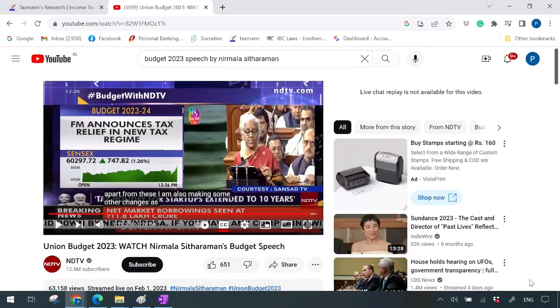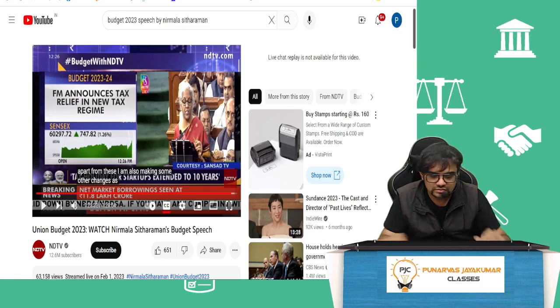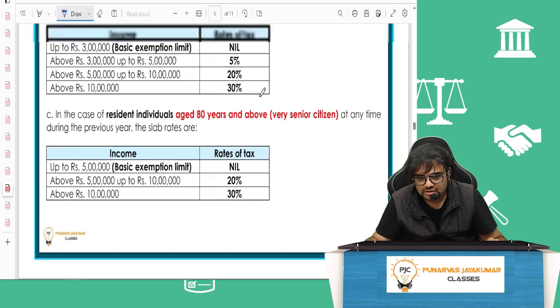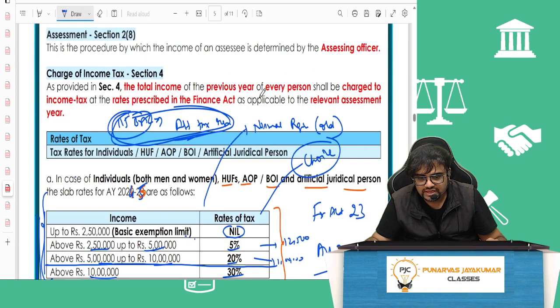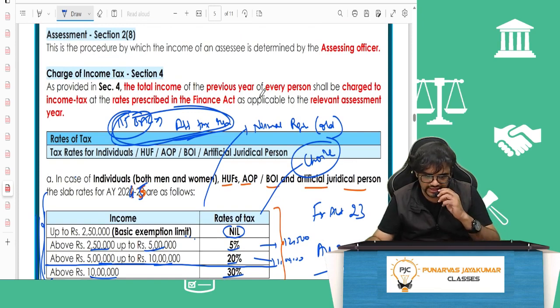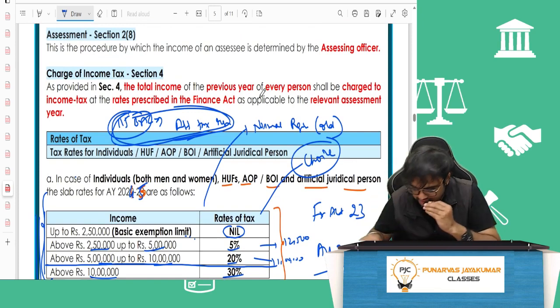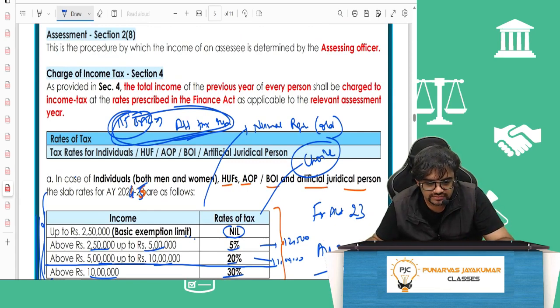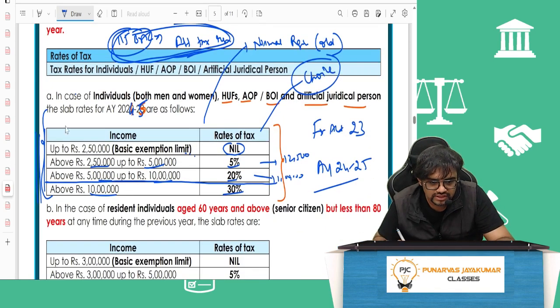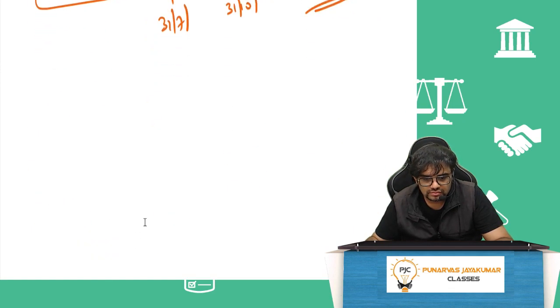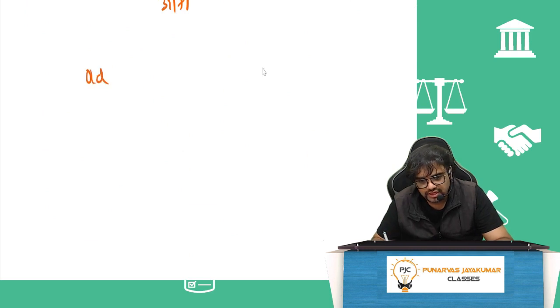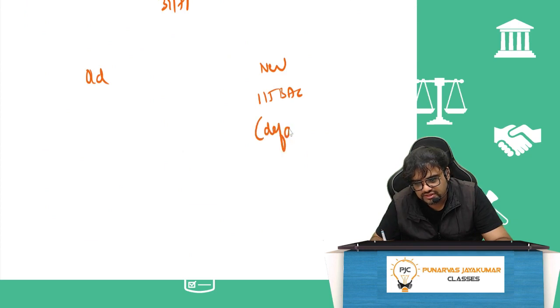That dialogue is very important because now the 115 BAC regime is the default tax regime. So, under the old regime, I mean, this will become the old regime now. That normal up to 2 lakh 50 and all those things. So, old and the new. New is 115 BAC and this is the default regime.